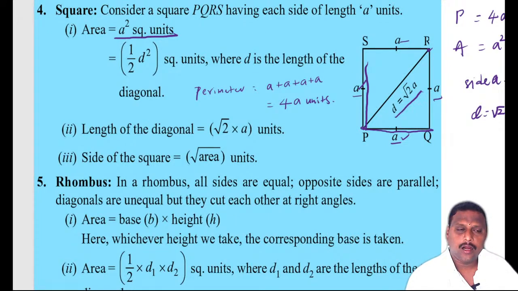This is all about the square. When it comes to square, what is the perimeter? 4 into side. A means side. When it comes to area, side square.